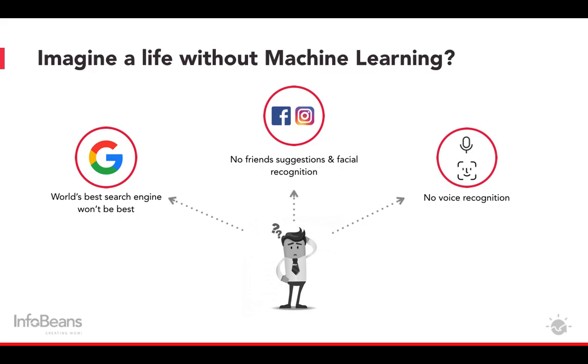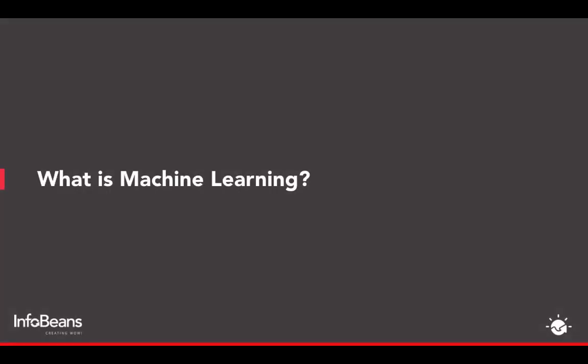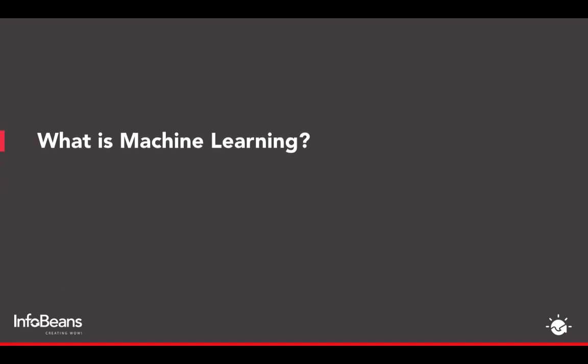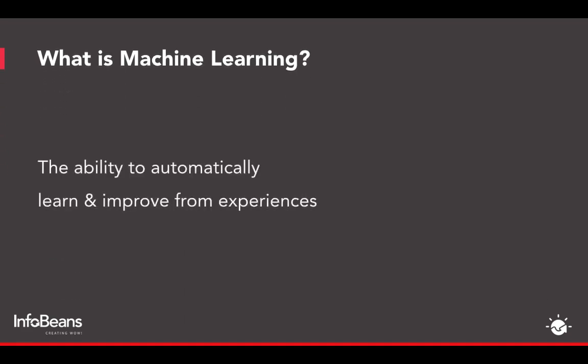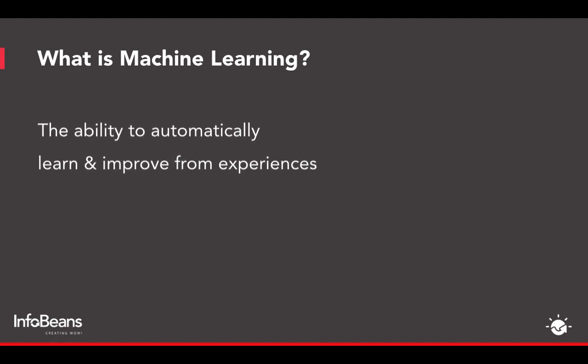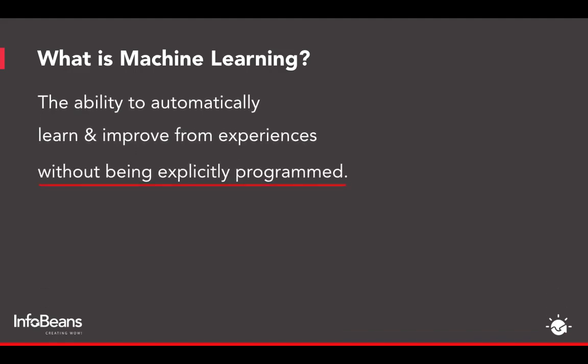Let us understand this more with the definition. So machine learning is a subset of artificial intelligence which provides the ability to the system to automatically learn and improve from experiences. And the most important thing is without being explicitly programmed.